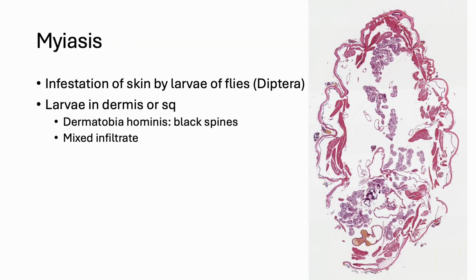And next one is myiasis. It's an infestation of the skin by the larvae of flies, which is nasty, but in the exam they may give you a picture of this and ask you what organism, what bug it is. And if you know it, you can choose the right answer, myiasis.